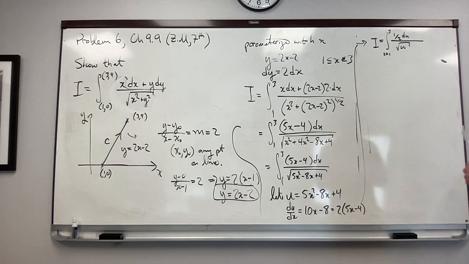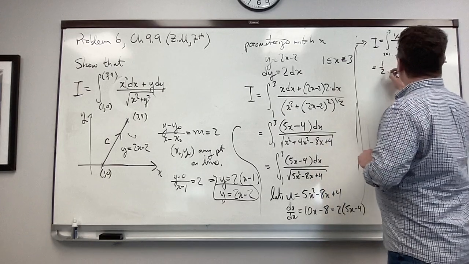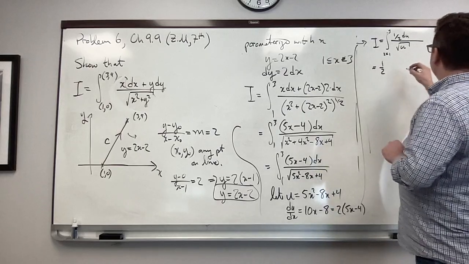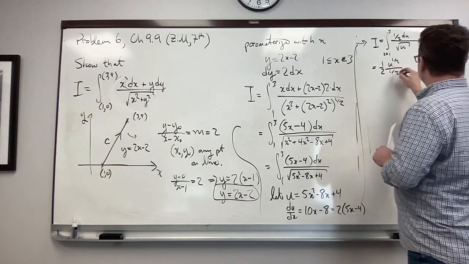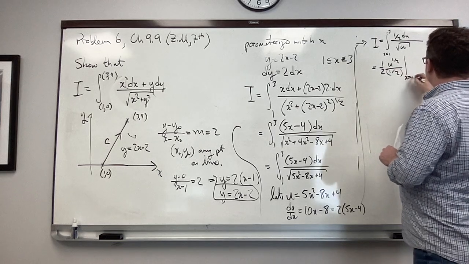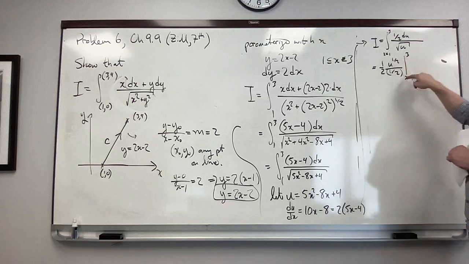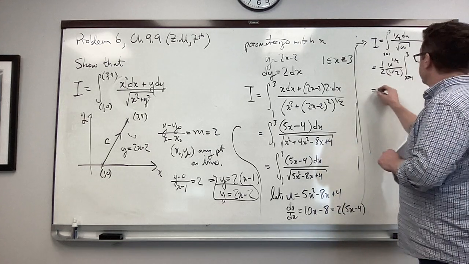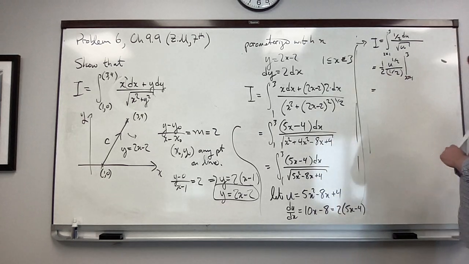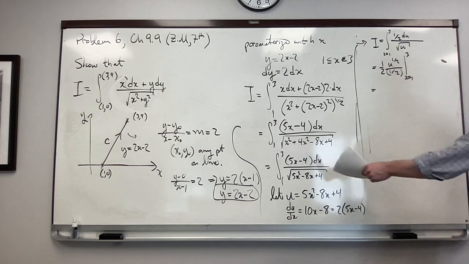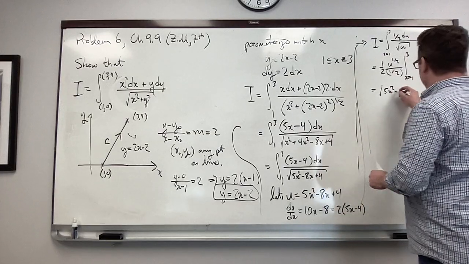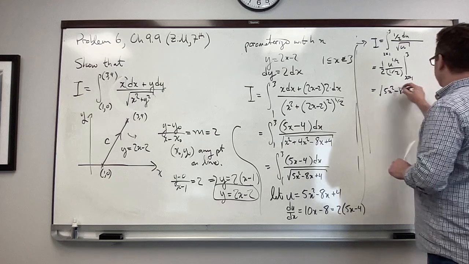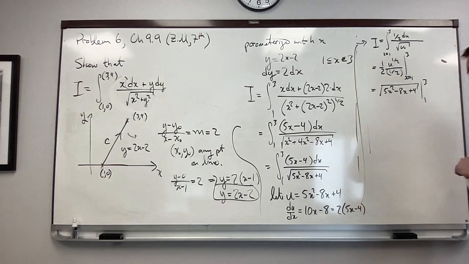Okay, looks good. So that becomes 1 over 2 u to the 1 over 2 divided by 1 over 2, x equals 1 to 3. I keep writing x equals 1 so I remember it's not u. The 1/2s cancel off, so this becomes square root of u, and the square root of u is right there. So we have the square root of 5x squared minus 8x plus 4 at 1 and 3.